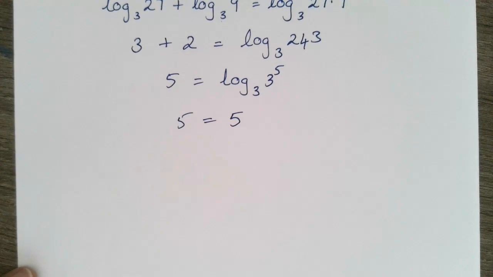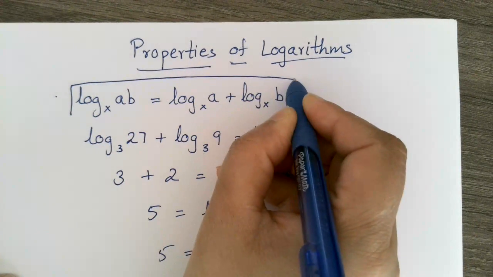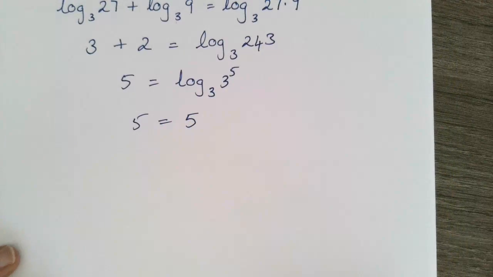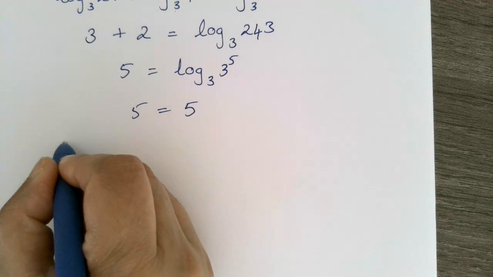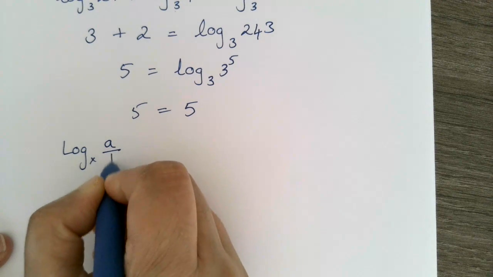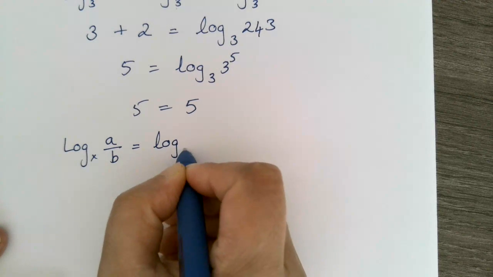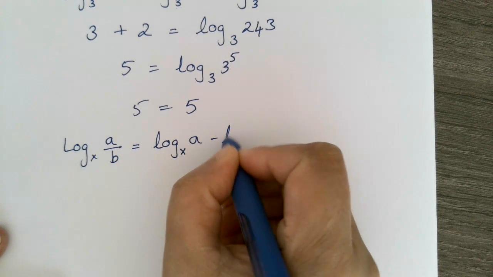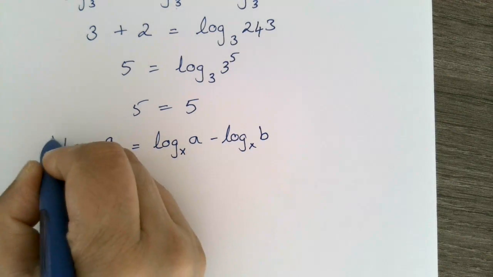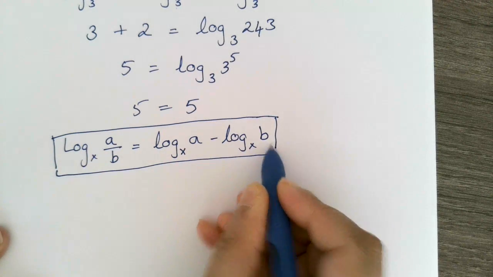Now let's look at the next property, which is, let me just make a box for the first property. Now let's go to the next one, which is log base x of a divided by b. That is equal to log base x of a minus log base x of b. Now let's use an example to see how it works.